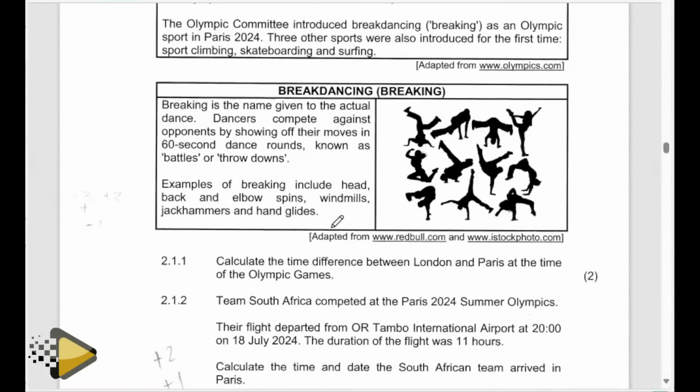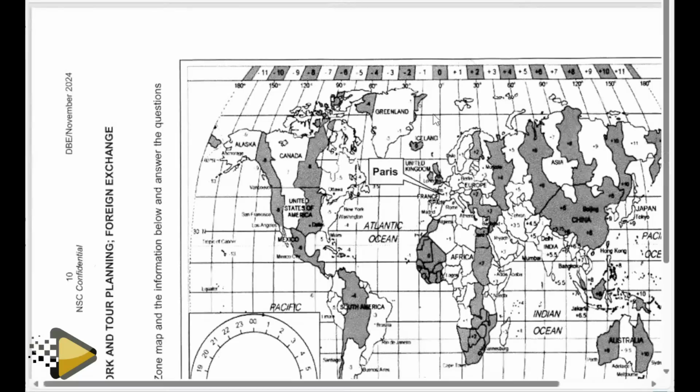Then our question reads, calculate the time difference between Paris and London at the time of the Olympic Games. One thing which we need to bear in mind is that these Olympic Games took place in summer at a time when both countries were practicing DST. So what we need to do is go to the time zone map and look at the time zone for Paris. So here is our time zone map, which appears there.